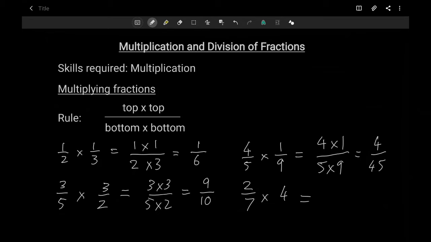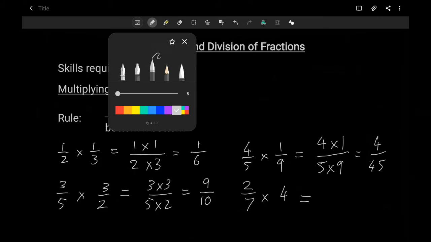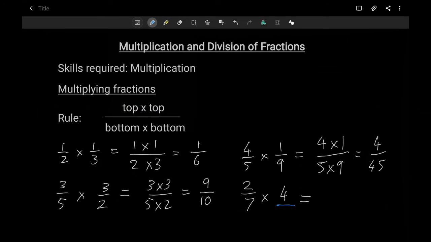Now, if you take a look at that number 4, that's quite interesting because it doesn't look like a fraction. But, as you know, the number 4 could be written as 4/1. And there you go. It's now a fraction. So follow the rules. Top times top, which is 2 times 4, over 7 times 1. 2 times 4 we know is 8. 7 times 1 is 7. And there's your answer.